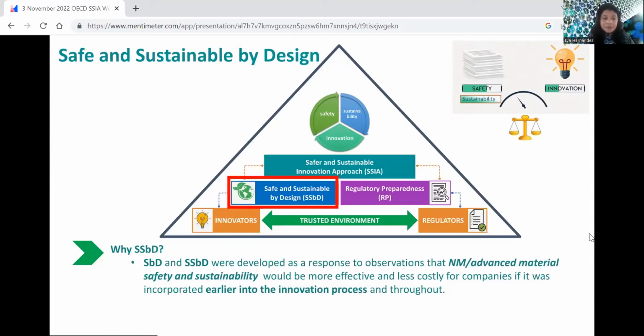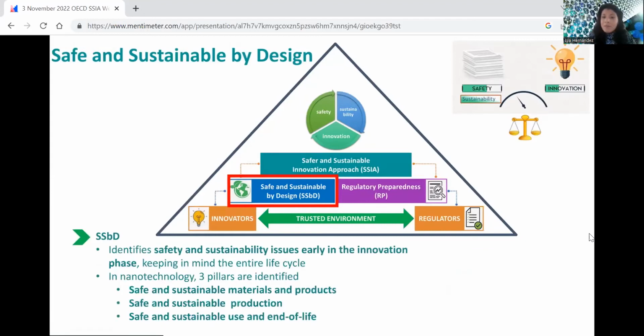Next slide. And as I mentioned to you before, safe and sustainable by design identifies safety and sustainability issues early in the innovation process, and there are actions taken to make sure that whatever material or product you make is safe and sustainable. And again, we have these 3 pillars: the safe and sustainable materials and products, safe and sustainable production, and safe and sustainable use and end of life. Next slide.